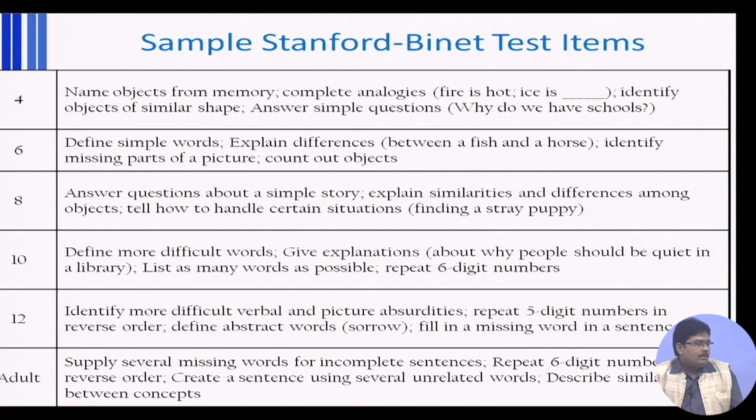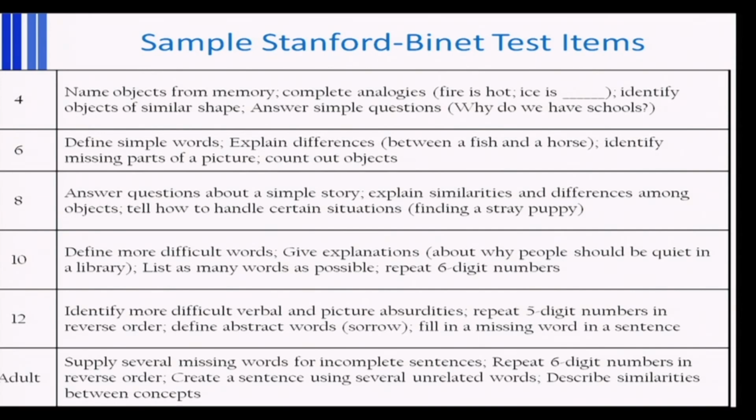These are some samples from Stanford-Binet test items. For example, name objects from memory, or complete an analogy, like fire is hot, ice is dash. So, what could be the answer? Ice is cold. The simple answer is ice is cold. So, this shows how the child identifies objects of similar shape. Then, answer simple questions: why do we go to school, or why do we have schools? So, this also gives a reflection of the child's analytical abilities.